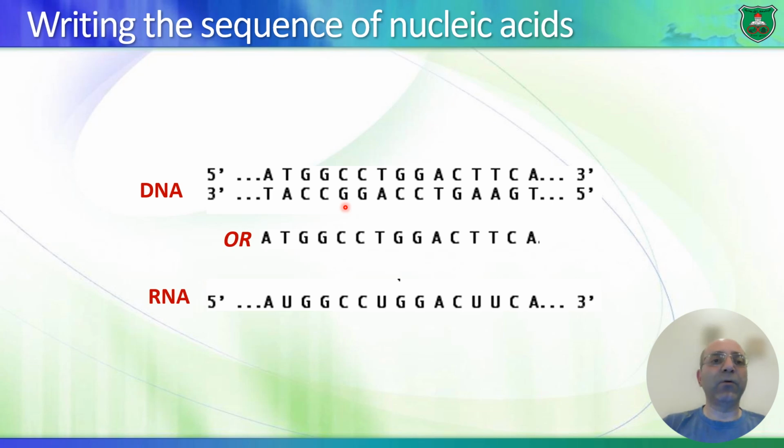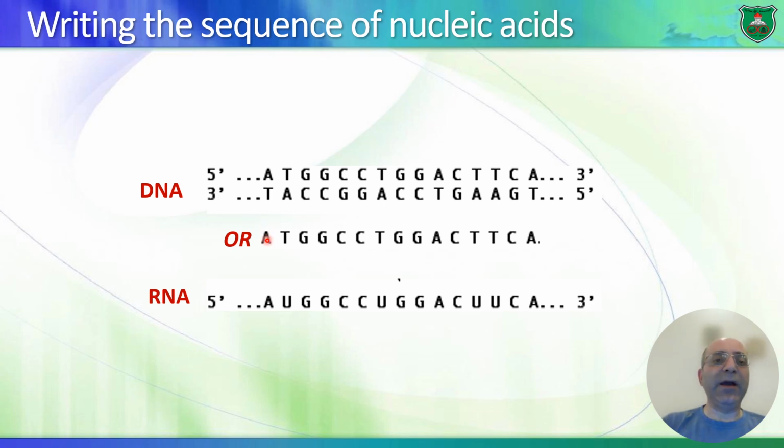Now, we can write the DNA like this, by the way, without indicating the 5 prime end and the 3 prime end. So if I say that this DNA sequence is A, T, G, G, C, C, we should all know that we're starting the reading of the DNA sequence at the 5 prime end. So this is given, this is a rule.